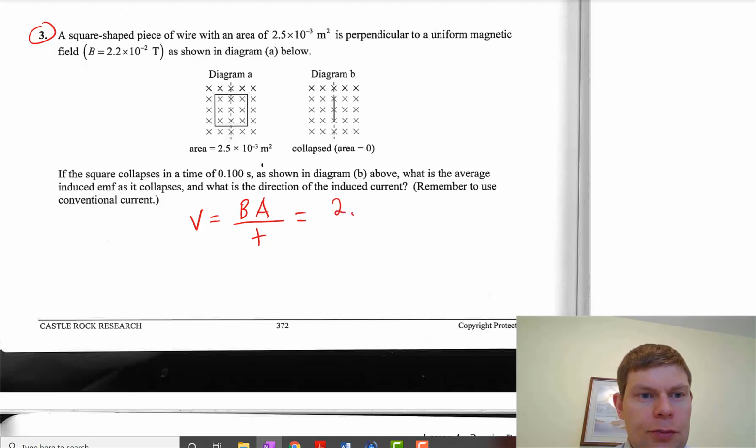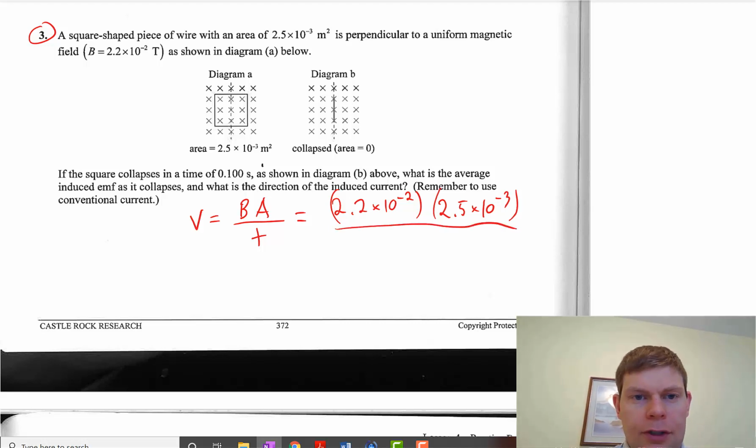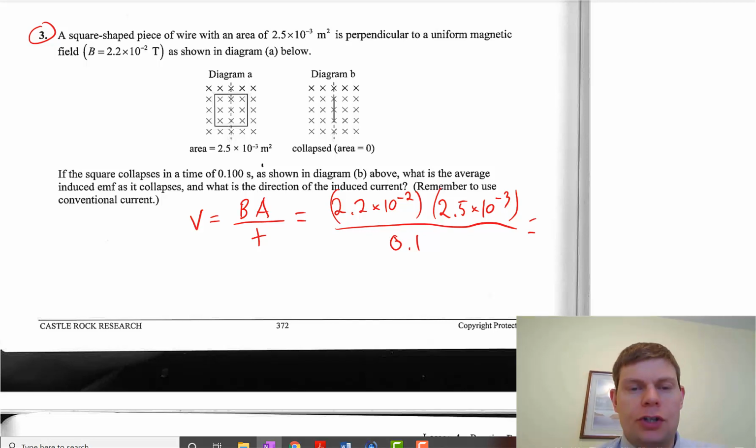So it would be just 2.2 times 10 to the minus 2 Teslas for our B. Our area is given to us. It's going from this area to 0. So we will do 2.5 times 10 to the minus 3 all over our time, 0.1. So we're just doing change in flux divided by time. That'll give us our numerical answer, but we also need the direction of the induced current.